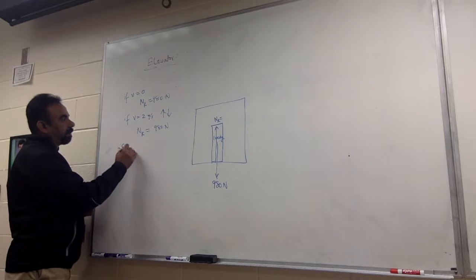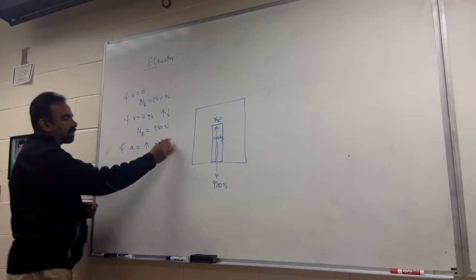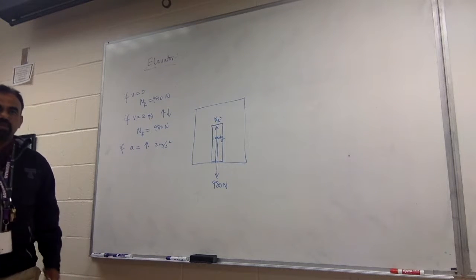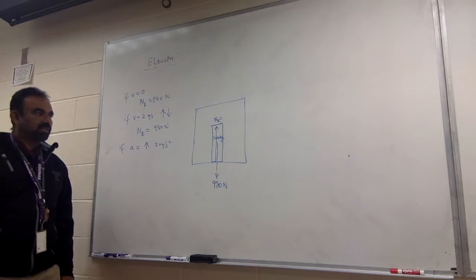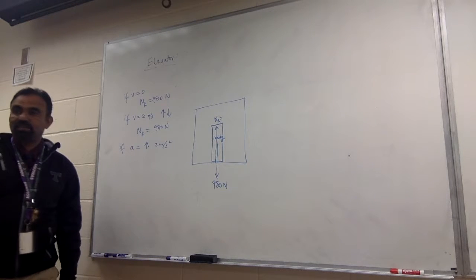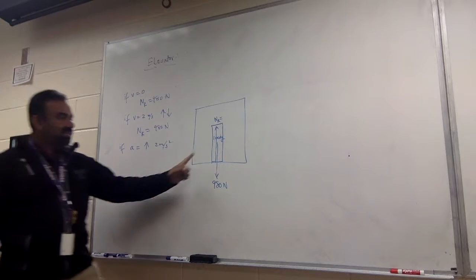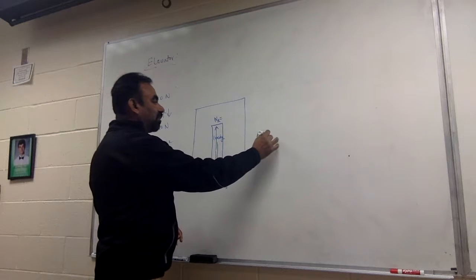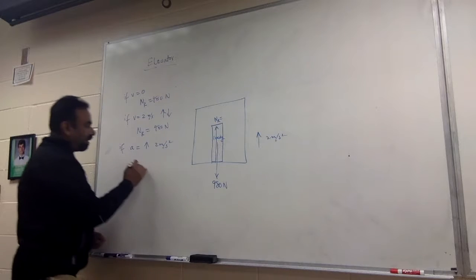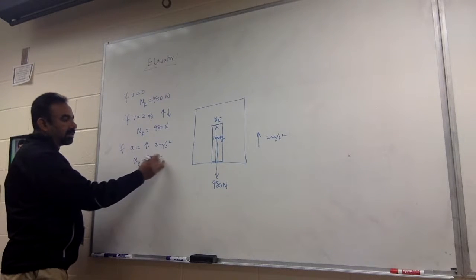What if it is accelerating upward at 2 meters per second squared? If the elevator is accelerating upward at 2 meters per second squared, what is the normal reaction? Is it supposed to be bigger or smaller than 980? Bigger, right? Because if it is accelerating upward at 2 meters per second squared, then NR is bigger than 980 by MA.